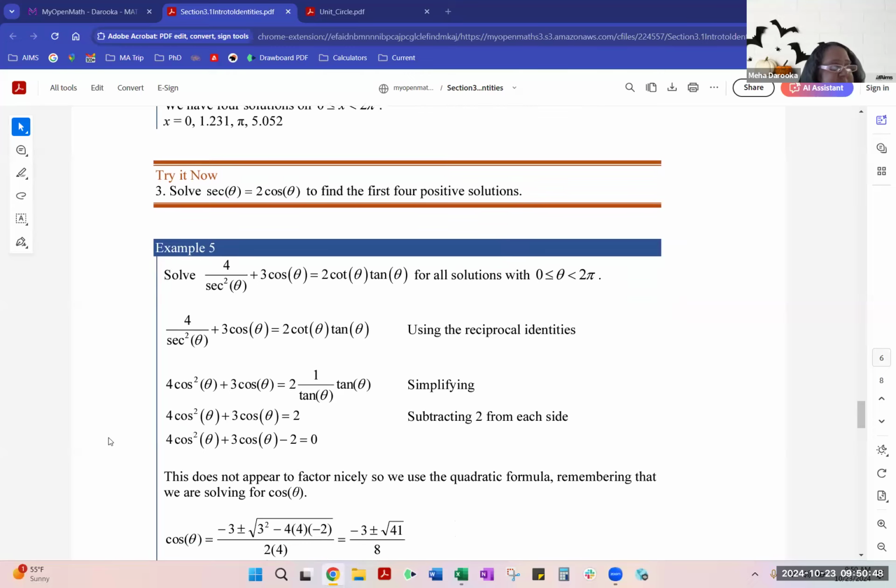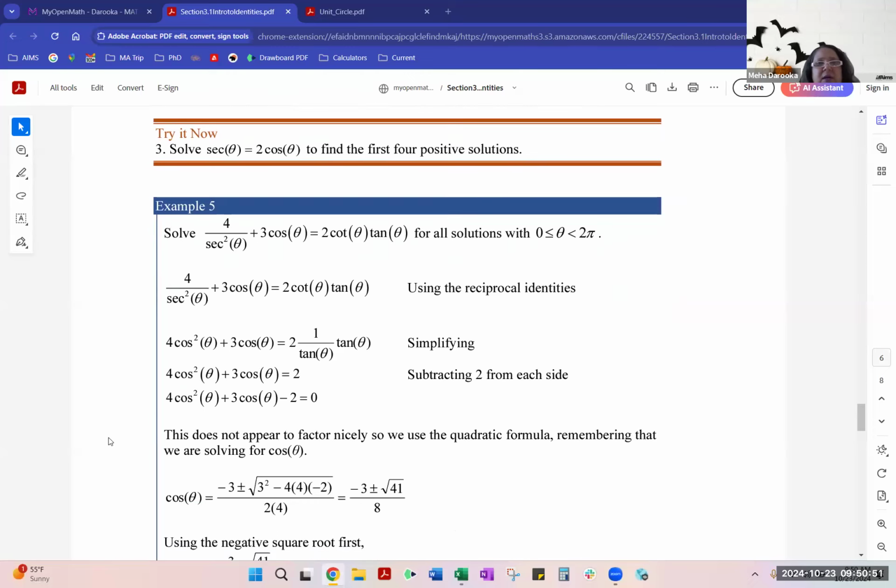Let's make sure we're recording this. So like I said, we're kind of at the end of section 3.1 over here. We just need to look at this example.